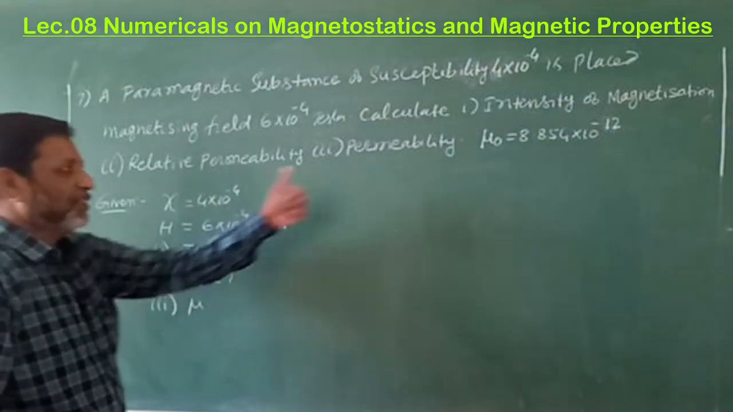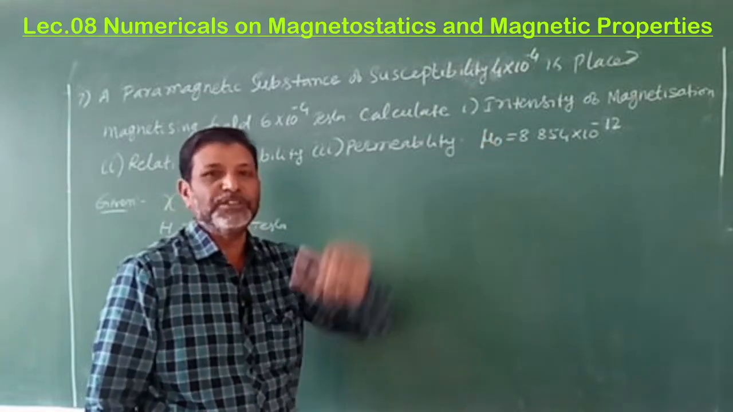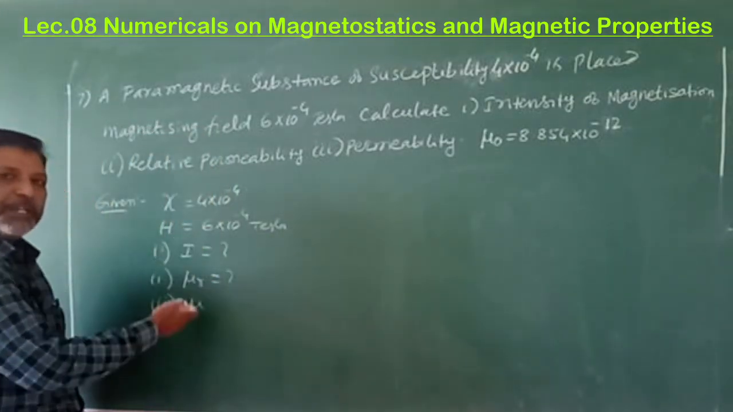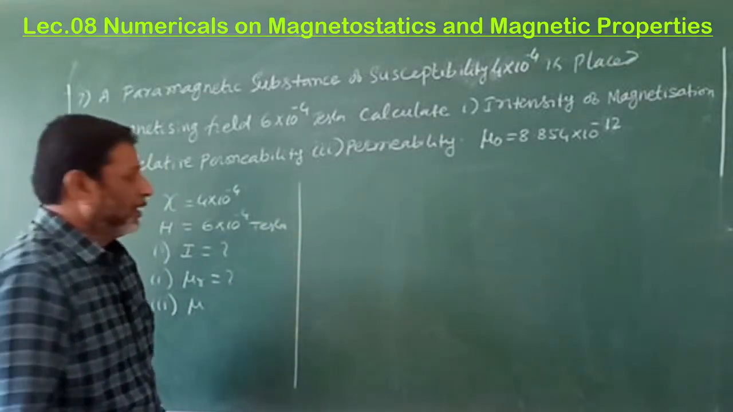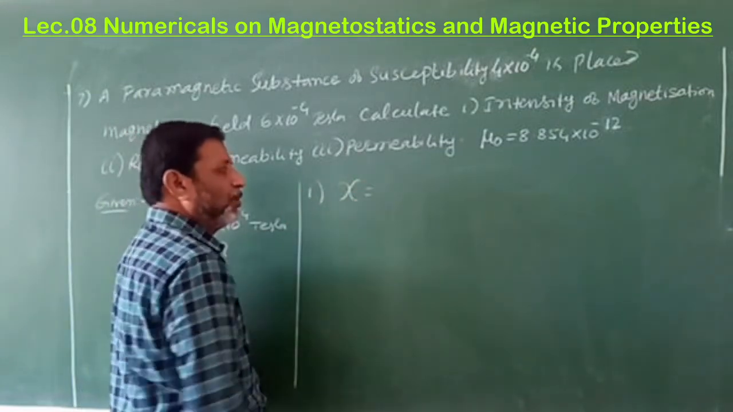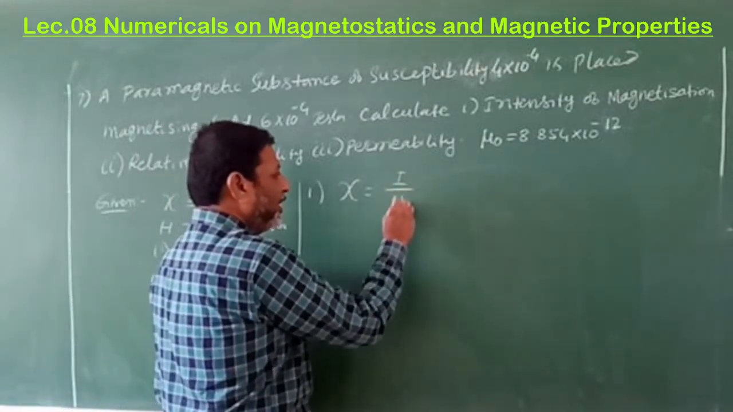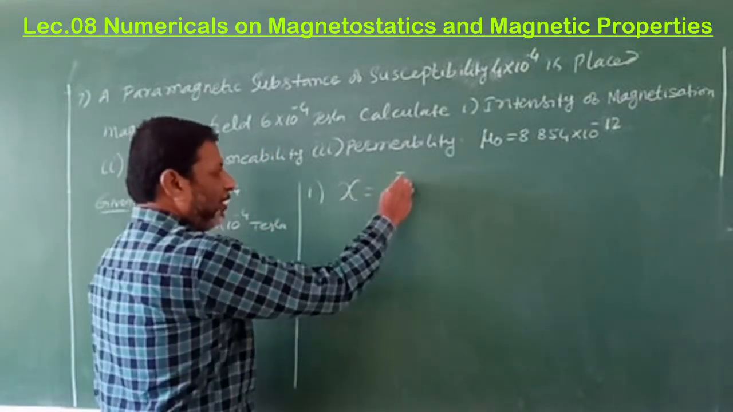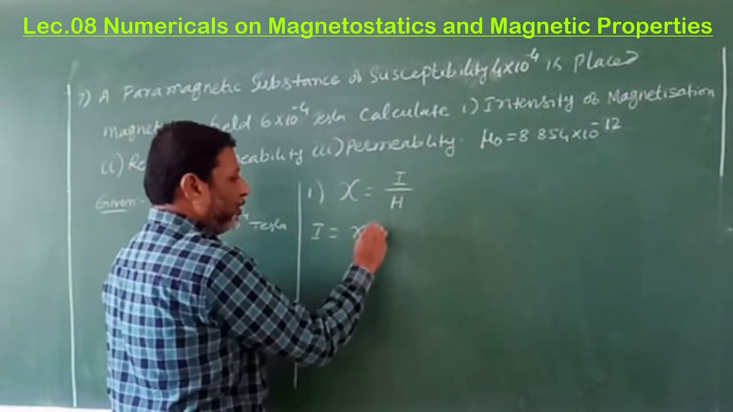In addition to this, mu naught, which is the absolute permeability, will also be given to you. Now by using these values, let us see how we can calculate the values which you have to find. Now here, as you know, the basic definition of susceptibility is the ratio of the intensity of magnetization to the intensity of the magnetizing field. This is the formula. Therefore, you have to calculate the value of I. Therefore, you cross multiply here. This I is equal to chi into H.